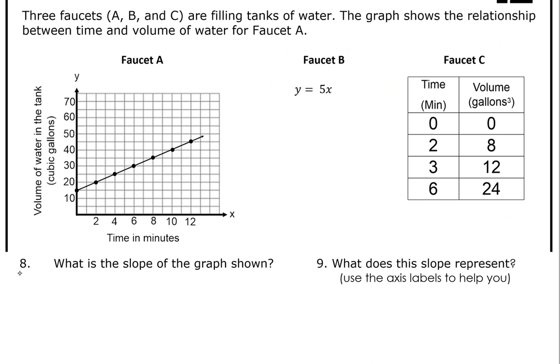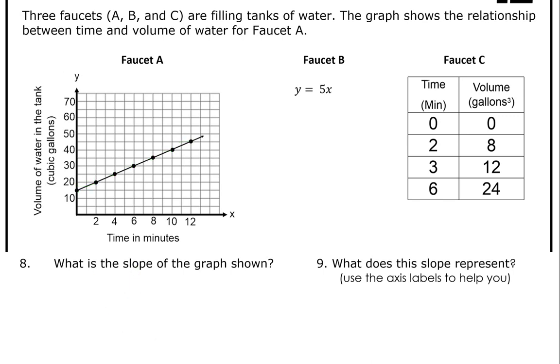So let's look at our first question. What is the slope of the graph shown? Well, it looks like from data point to data point, I go up 1 unit and over 2, up 1 and over 2, up 1 and over 2. But I want you to be very careful because that is not the answer.